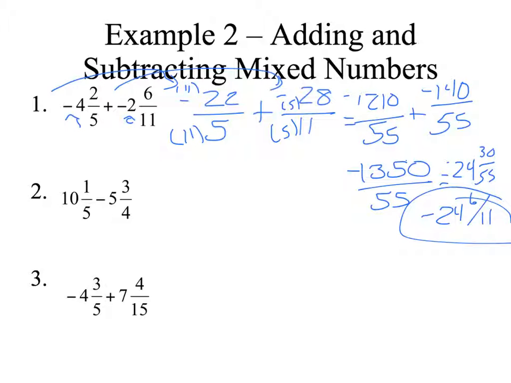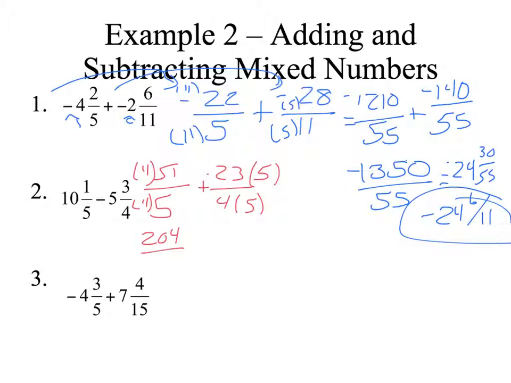Looking at number 2, same thing. I'm going to make it all improper. Let me change to red so we don't get it confused. It's going to give me 51 over 5. That's going to give me negative 23 over 4. Multiply by 4. Multiply by 5. So 51 times 4 is 204 over 20 plus negative 115 over 20. I'm going to go ahead and add those two together.